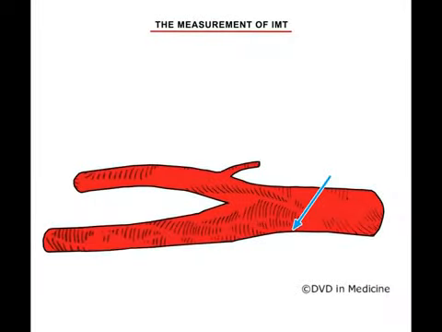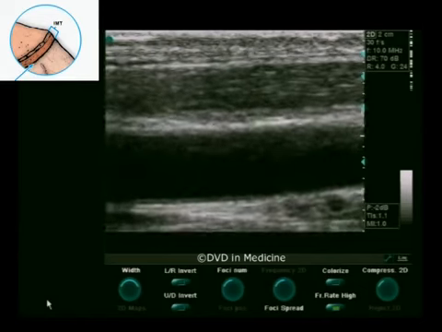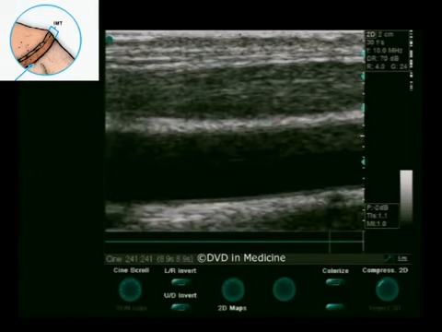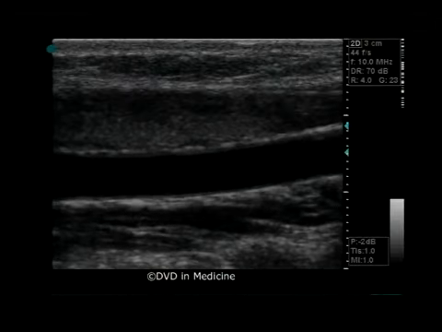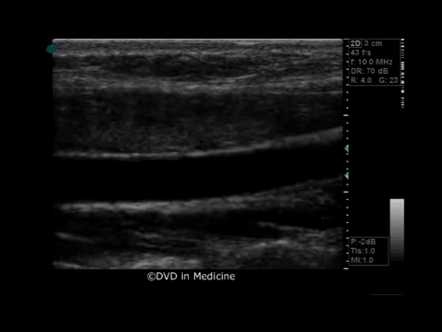The IMT should be measured on an image of the distal common carotid wall where the echoes from the intima media complex are most easily distinguished. The machine settings should be set to give a clear, uncluttered image of the vessel wall. The position of the transducer should be adjusted to show the characteristic double-line appearance of the vessel wall. The image should be magnified as much as possible to make the measurement easier to perform. Sometimes, for clear identification of the IMT complex, one uses the zoom function.